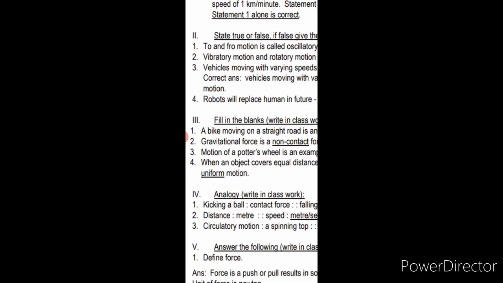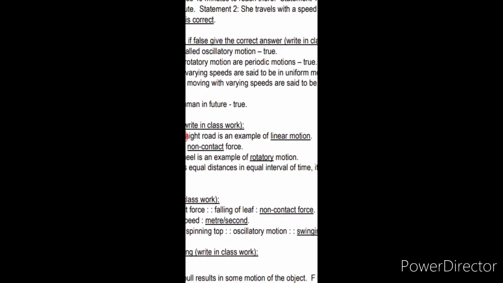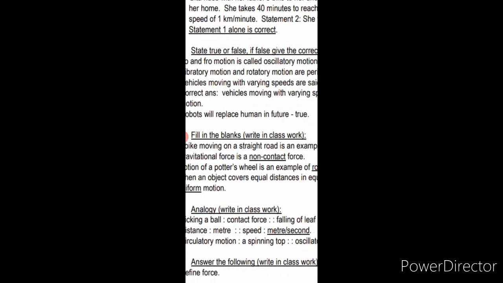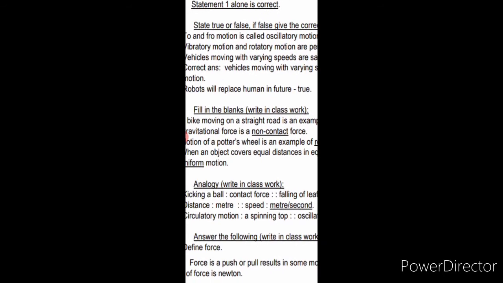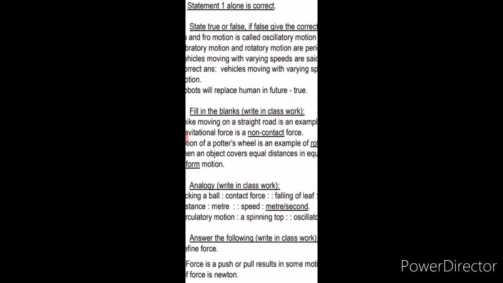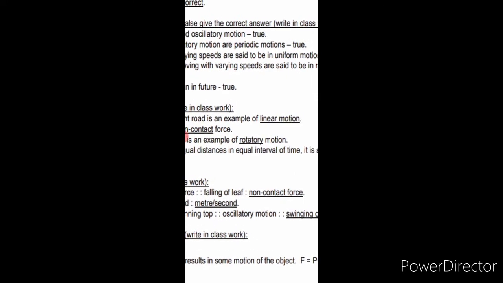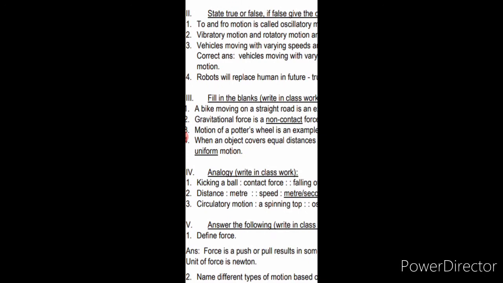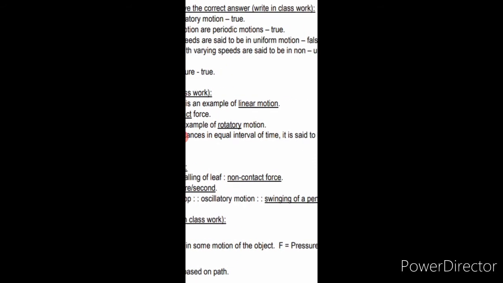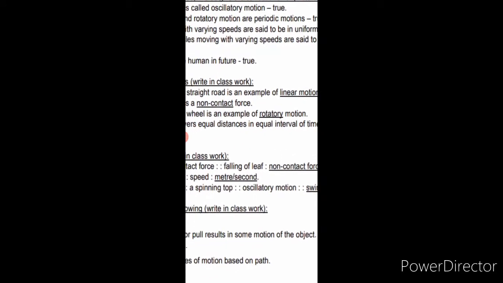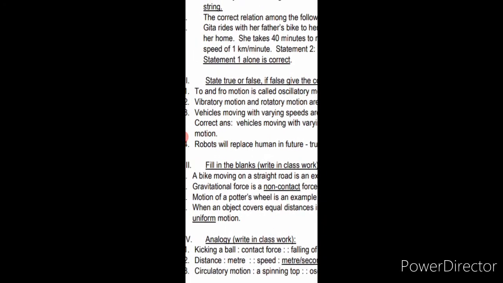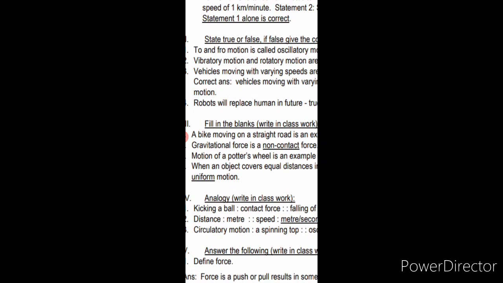Then, motion of a potter's wheel is an example of dash motion. Motion of a potter's wheel is an example of rotatory motion. When an object covers equal distances in equal intervals of time, it is said to be in dash motion. When an object covers equal distances in equal intervals of time, it is said to be in uniform motion. See, this is how it goes with choose, true or false, and fill in the blanks.